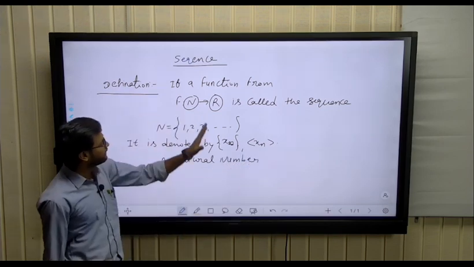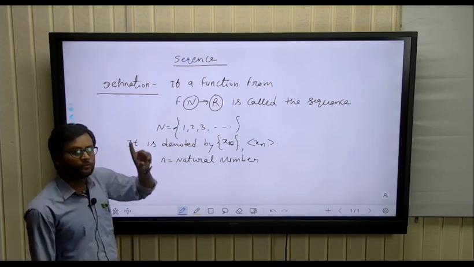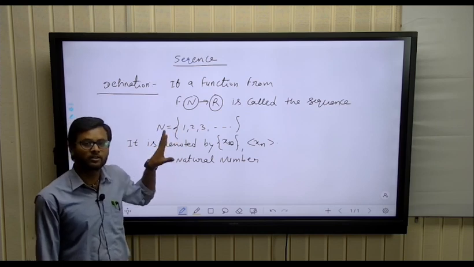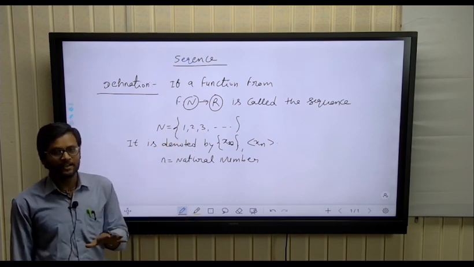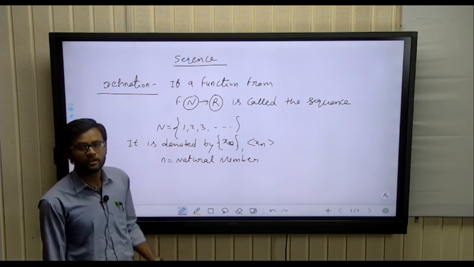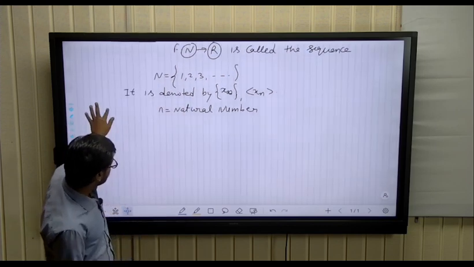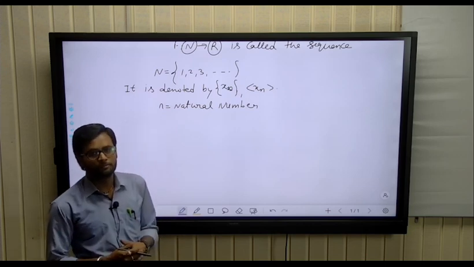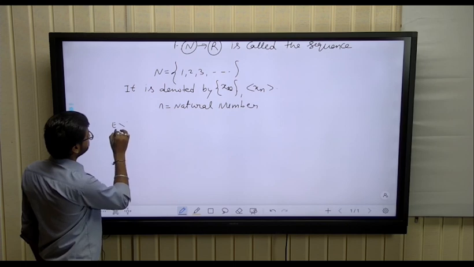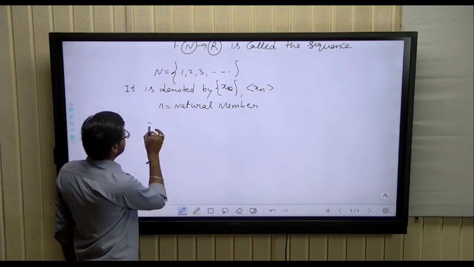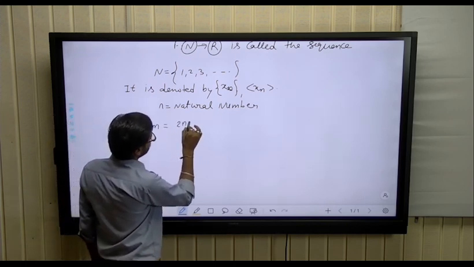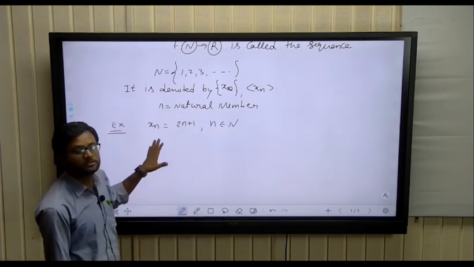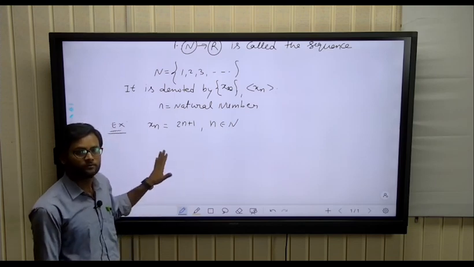So this is the basic definition of a sequence, and the first thing we learn is that the domain of the function is the natural numbers. We do not use any other set of numbers, we only use the set of natural numbers. Now we take examples of a sequence. For example, the sequence is xn equals 2n plus 1, n belongs to N, and the question is to write down the terms of the sequence.